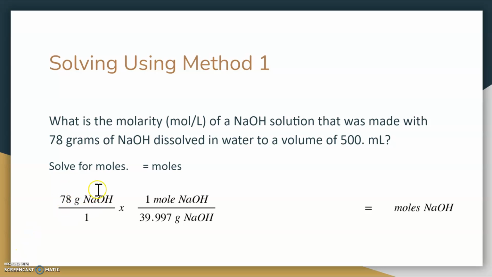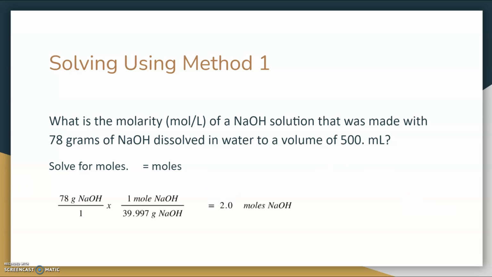So I look up 1 sodium, 1 oxygen, 1 hydrogen, add them together, and I get 39.997 grams of sodium hydroxide are in 1 mole of sodium hydroxide. So here grams cancel. I am at moles of sodium hydroxide. So now all I have to do is the math.